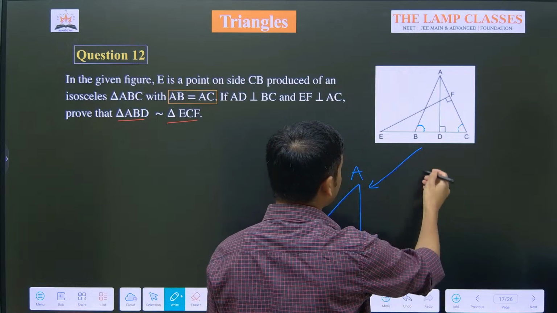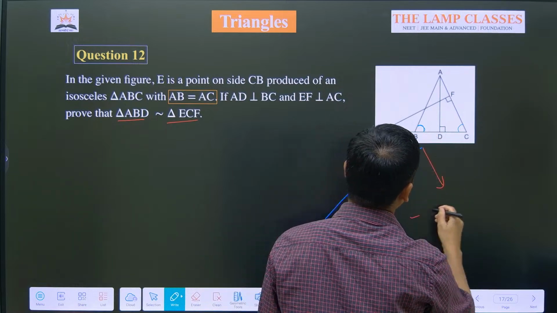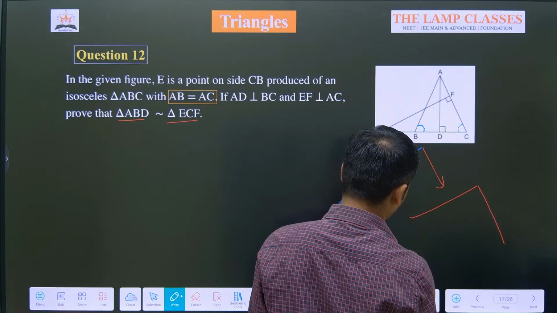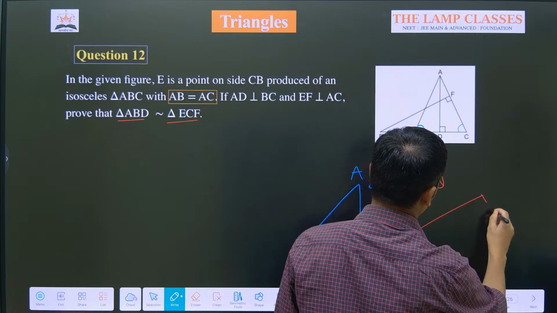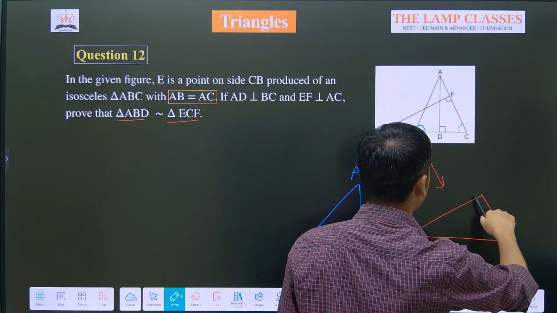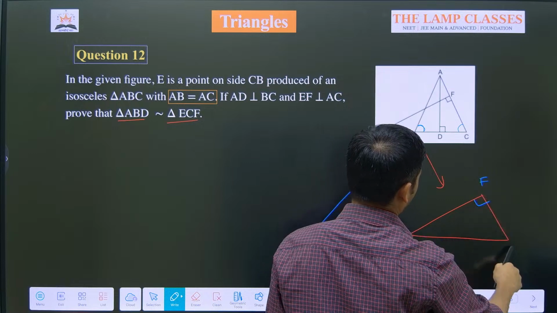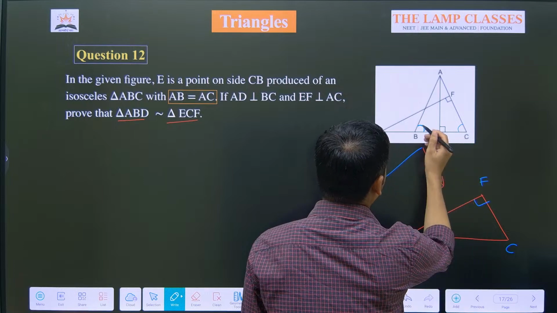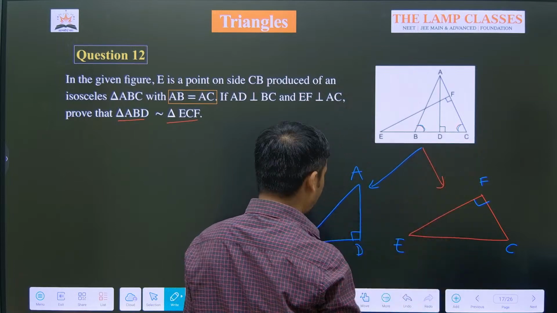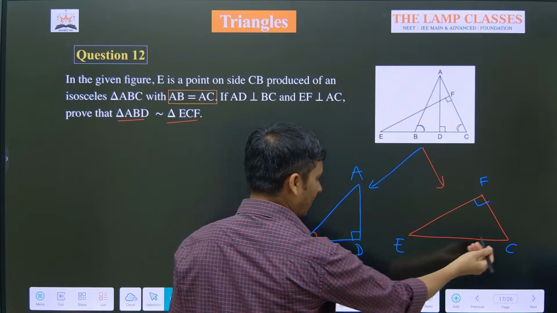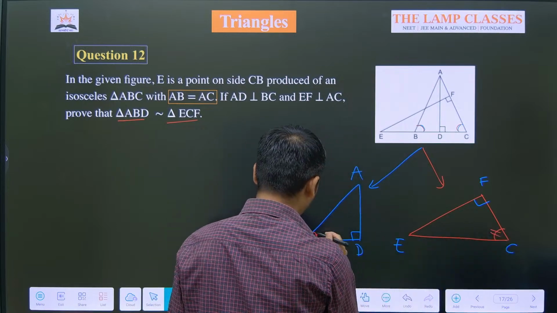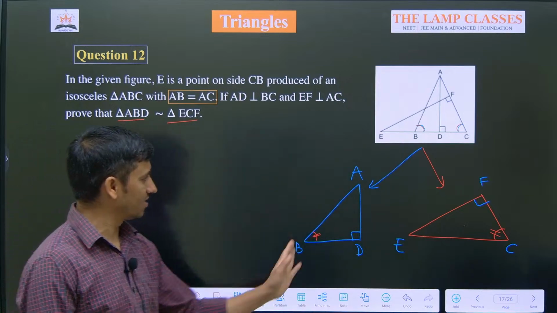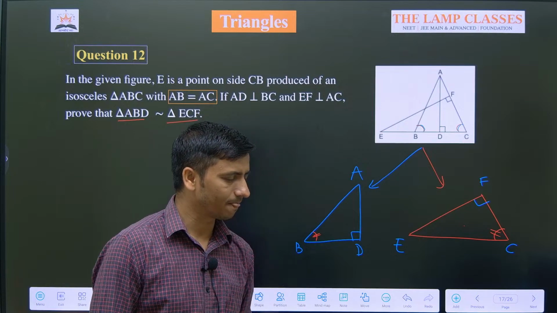And the other triangle is ECF. So if I draw ECF, it has to be E, this is 90 degrees, F, C, and then E, right? And did we prove that this angle and this angle are equal, angle B and angle C? If I call this angle and this angle, are they equal? It's given in the question itself. So if you see these two triangles now, guys, aren't they clearly similar because the A criteria is fulfilled, right?